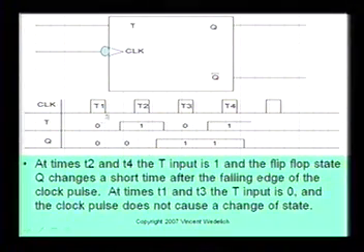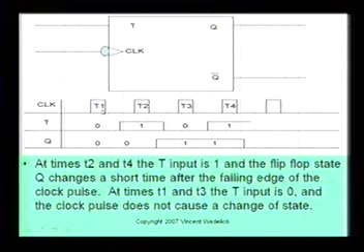At times T1 and T3, the T input is a 0. So here you've got your T input is a 0. And you can see this is the negative edge, the negative edge, the negative edge, and the negative edge. The clock pulse does not cause a change of state. So here at times T1 and T3, the T input is 0, and the clock pulse does not change the output state.